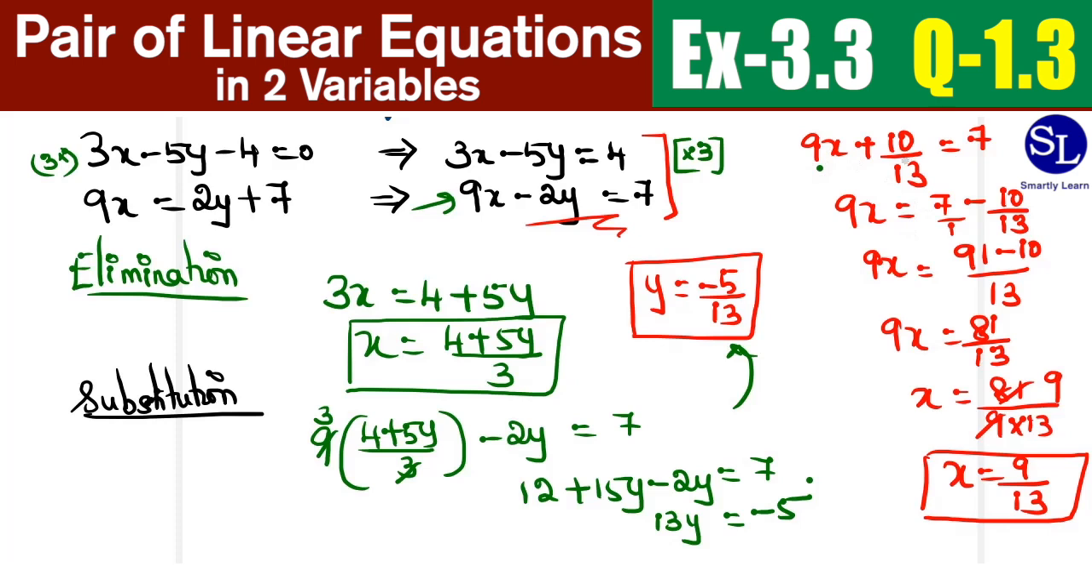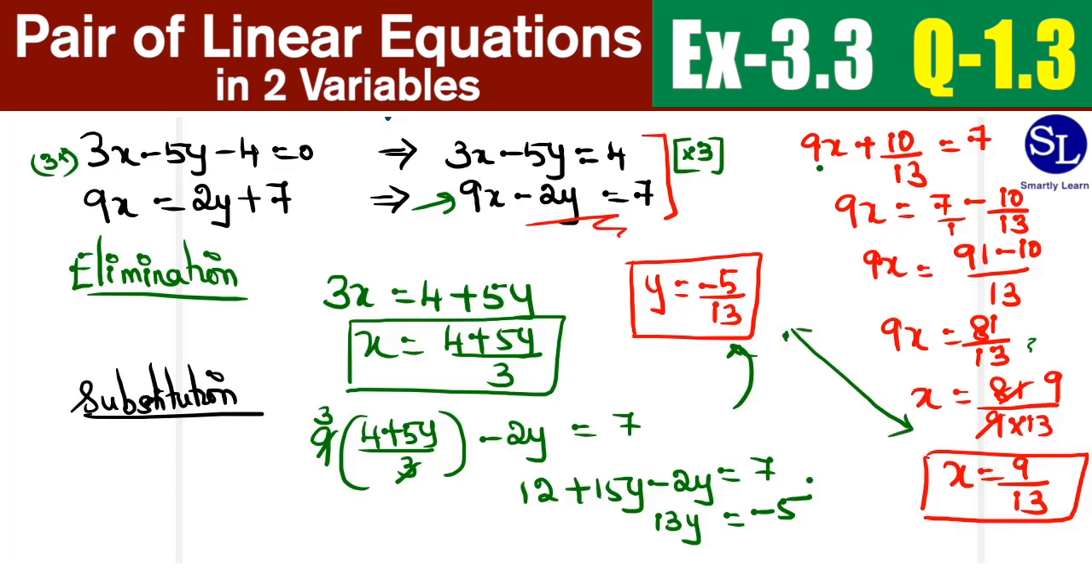So 9x plus, I'm substituting the value of this y here in this equation. So 10 by 13 is equal to 7. We could do the same simplification. 9x is equal to 91 minus 10 by 13. So 9x on simplification gives you 81 by 13. And on simplification, x is equal to 9 by 13. So you get to have the same answer once again.